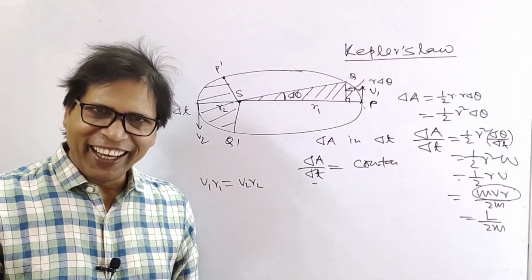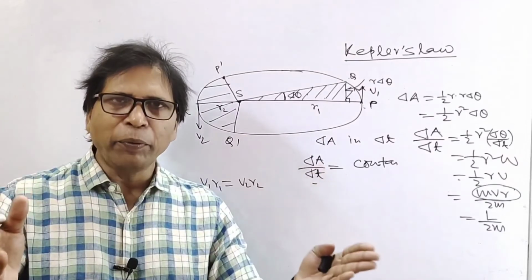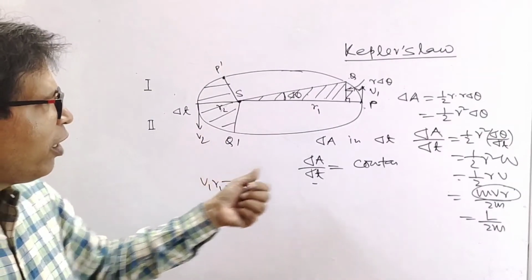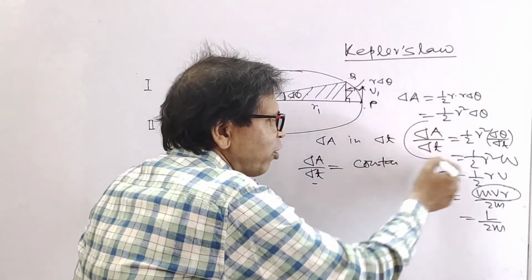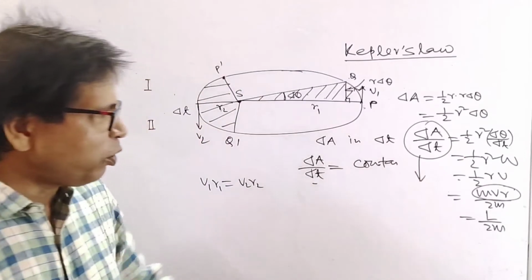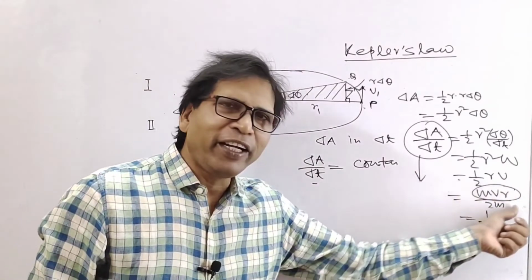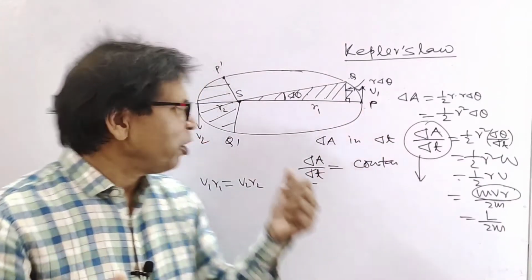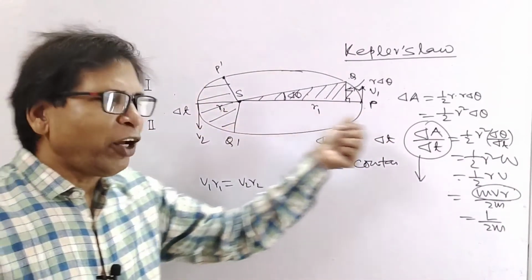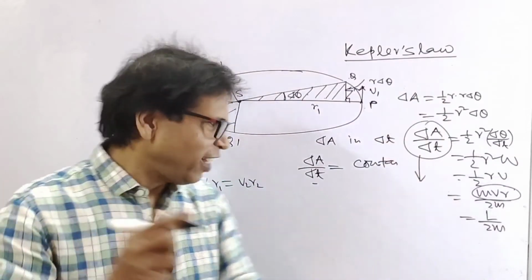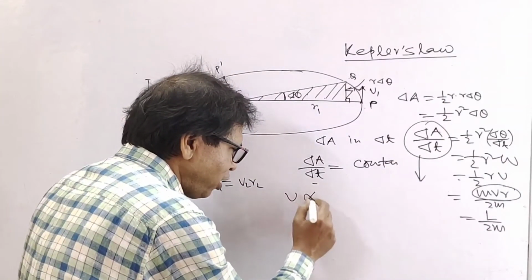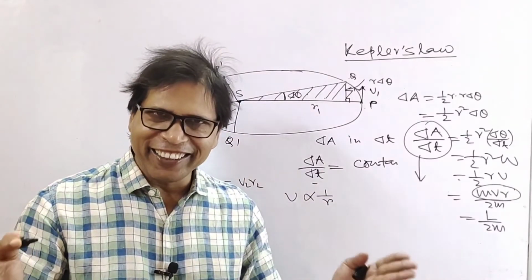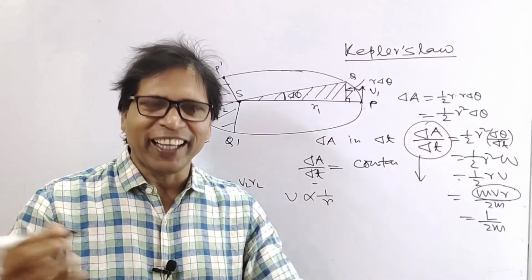closer to the sun, velocity is more. Okay, understood? You have to remember three things from Kepler's second law. First of all, look at this, areal velocity is constant. Number two, angular momentum is conserved. And number three, closer to the sun, velocity is more. Far away from the sun, velocity is less, that is v is inversely proportional to the distance from the sun. Okay, understood?